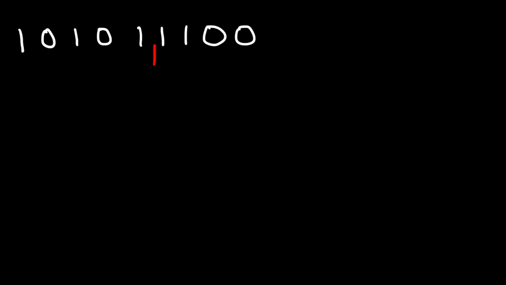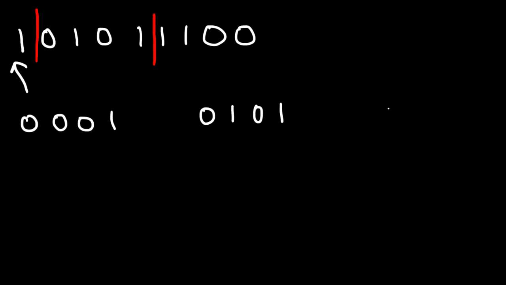And so here we're going to have the first group of 4, and here is the second. Now notice that we don't have a group of 4 on the left. In that case, just add 3 zeros. So we have 0, 0, 1 for the left side, and then in the middle, 0, 1, 0, and then on the right side, 1, 1, 0, 0.